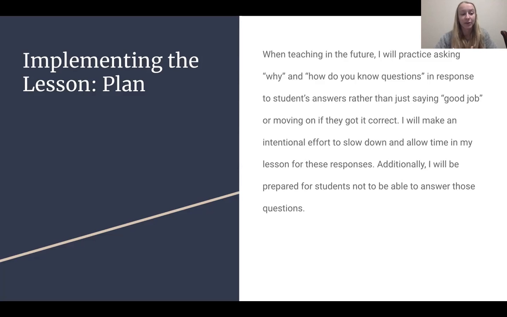So when considering how long the lesson is going to take, I'm going to keep in mind that these responses will probably take a little bit longer. It is going to involve slowing down and not just moving through everything at a quick pace.